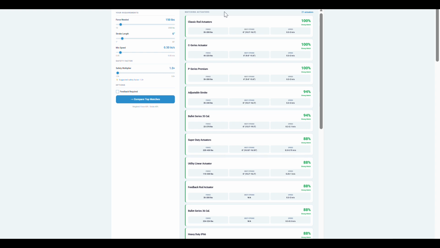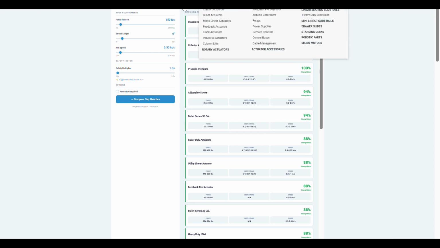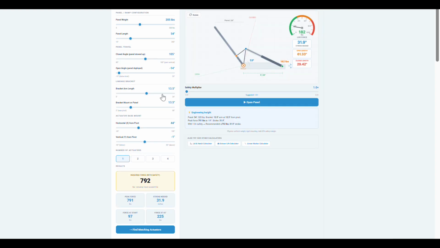Every panel flip application is different. The angles, the bracket geometry, the panel size, they all interact. Plug in your real numbers and let the calculator do the engineering.